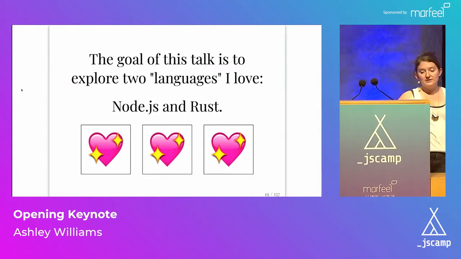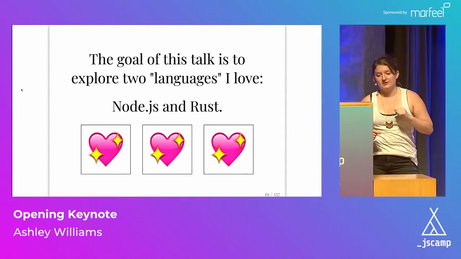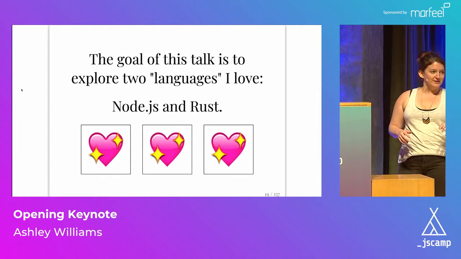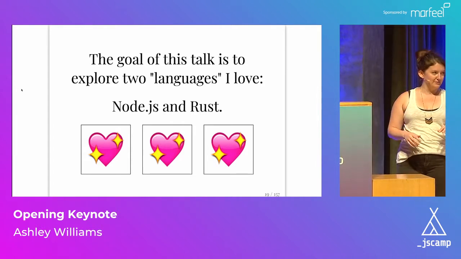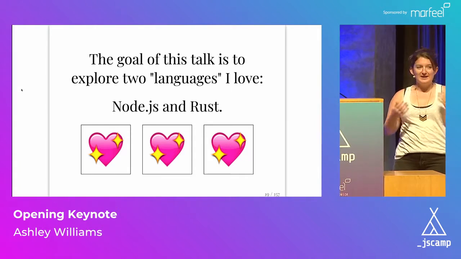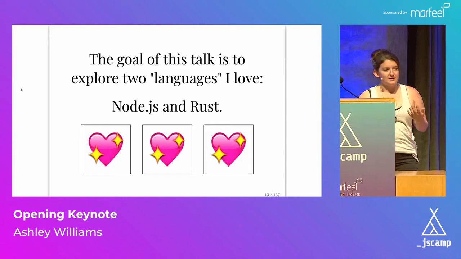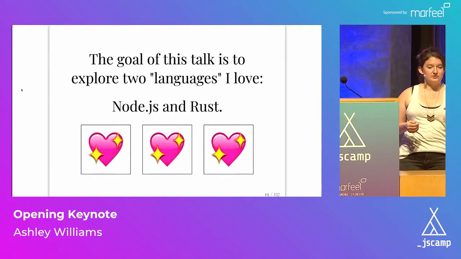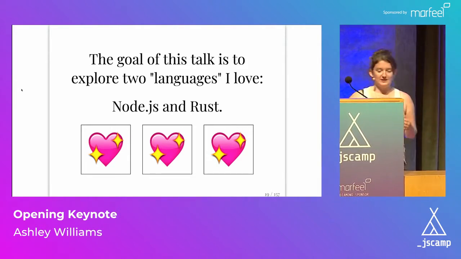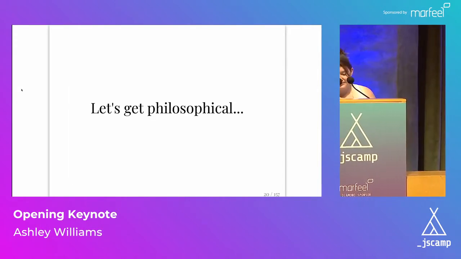So the goal of this talk is to explore two languages I love, Node.js and Rust. I know that Node.js is not a language, so please don't come up to me afterwards to tell me. I know it's JavaScript, but I am very much a back-end developer, and so whenever I think about JavaScript, particularly async in JavaScript, I'm thinking of Node, and so that's why I say that. But yeah, let's get philosophical.